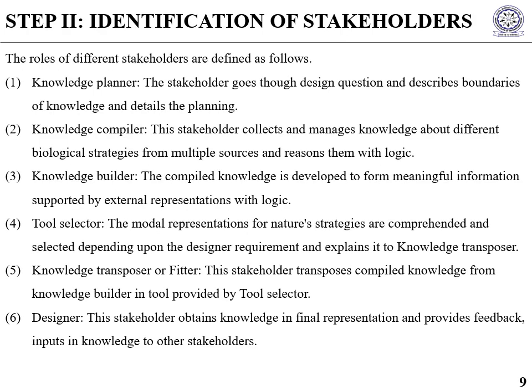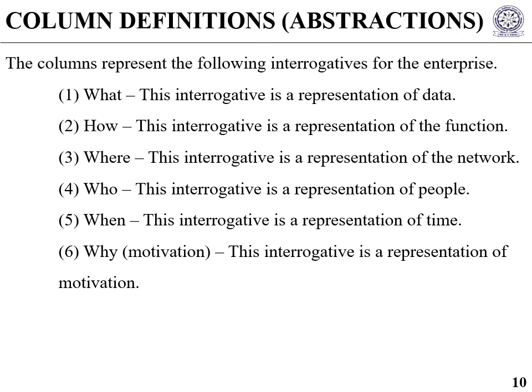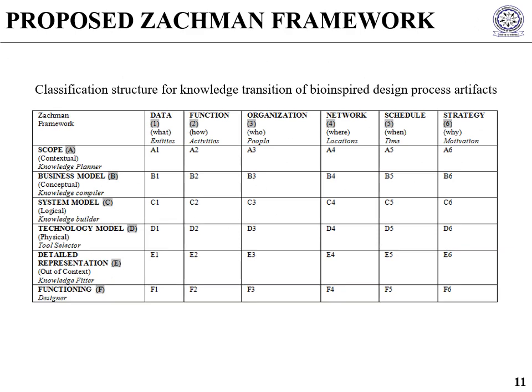Step 2 is identification of stakeholders in the bioinspired design organization, where different actors are knowledge planner, compiler, builder, tool selector, knowledge transposer, and designer, and their respective roles. The column definitions remain same or intact. So we develop a proposed framework based upon the new actors and their proposed roles like A1, A2, A3, A4, A5, A6, and so on. Here we can again see A1 is intersection of row A, column 1, A2 is intersection of row A, column 2, and so on. So in order to populate this ZACHMAN framework, we need to fill up all the details of cell A1 to F6, which is again 36 categories of this ZACHMAN framework.